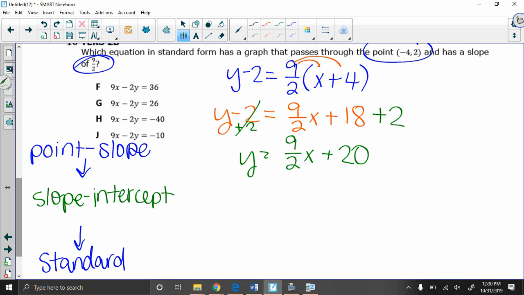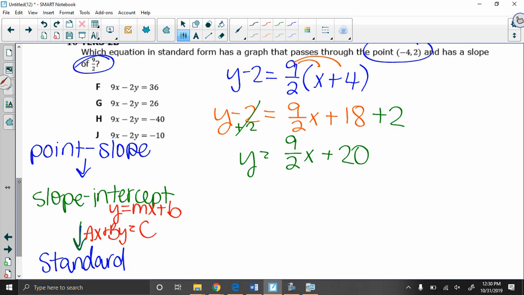Slope-intercept form, now we have to take it to standard form. So now we have to take this to standard form. And the way we do that is, slope-intercept form is y equals mx plus b, and I want it to look like ax plus by equals c.